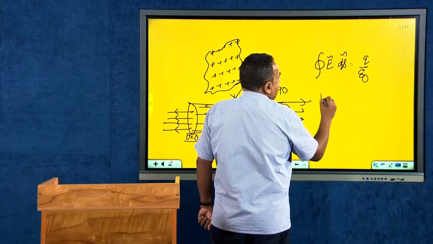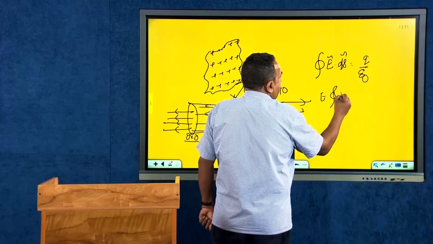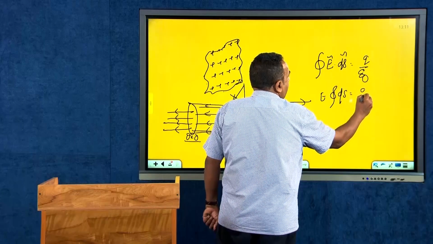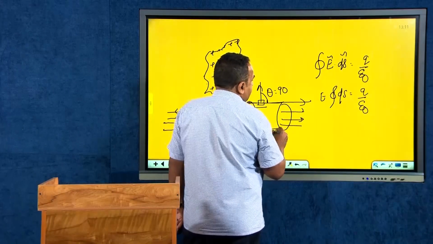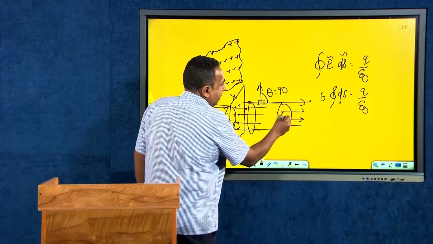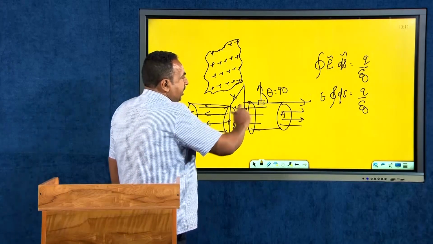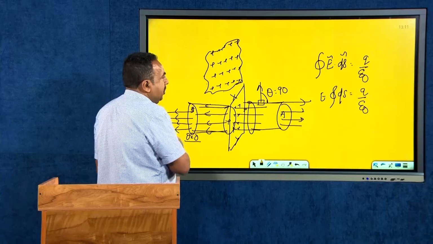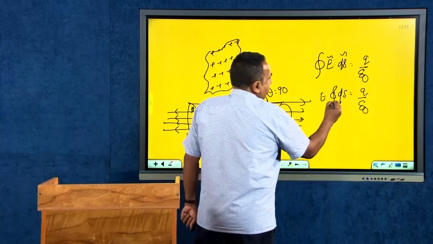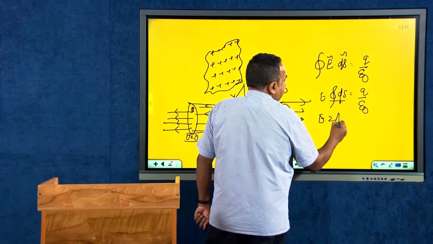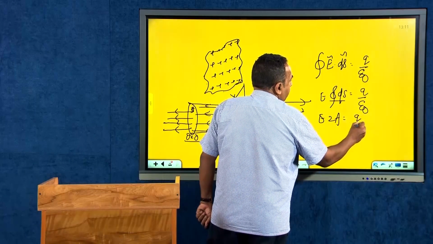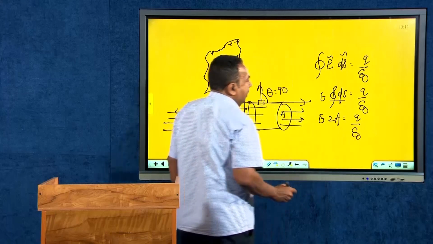Therefore, this E I can take outside. E times the integral of ds is equal to q by epsilon 0. But there are two areas to consider: one area is on the right hand side, and one area is on the left hand side. Therefore, if you integrate this small elemental area, there will be two areas, giving q divided by epsilon 0.